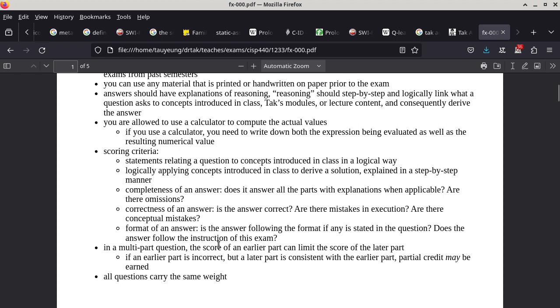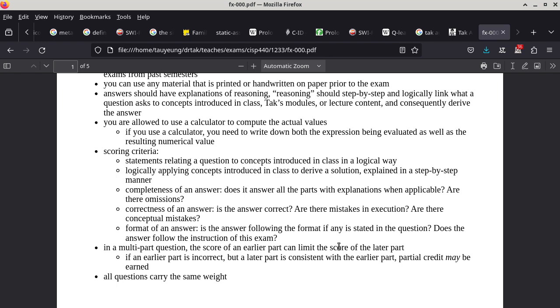In a multi-part question, the score of an earlier part can limit the score of the later part. This is what I'm also using to grade exam two. What that means is, let's say a question has parts A, B, C, D, E. Okay, there are five parts to it. Some people can get part A all done correctly, part B all done correctly, part C is partial. So if part D depends on part C, even if part D is 100% consistent with what part C has, which is wrong to begin with, the score for part D can only be as high as part C.